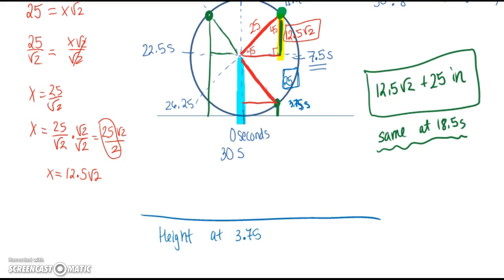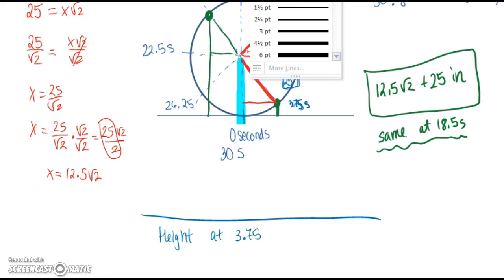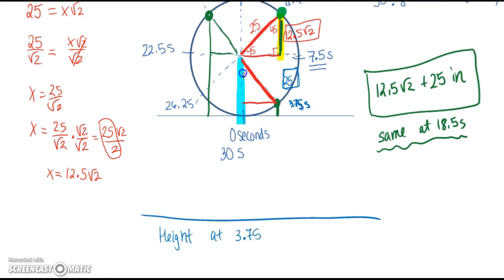Again, this is going to be a 45, 45, 90 degree triangle because we were counting by eighths around our circle. So that's 45, 45, and 90. And it's the same triangle. This is 25. This is 12.5 root 2, as is the other leg. But now we're really just trying to find this little segment down here. From 3.75 inches to the ground.